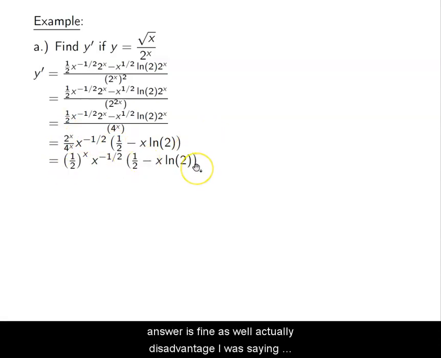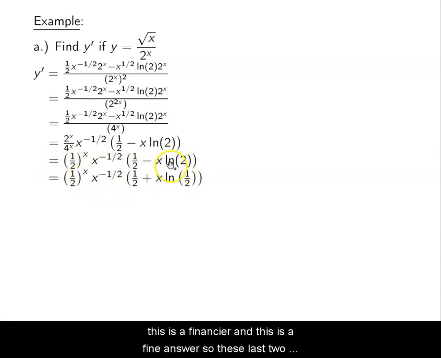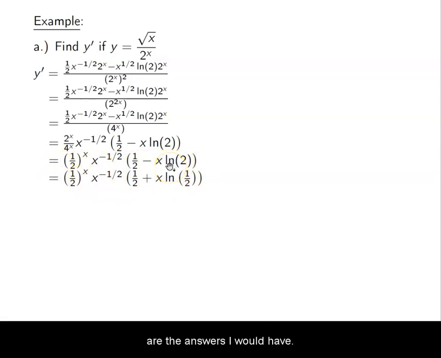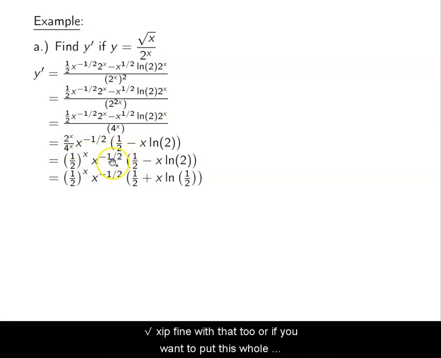Okay, this answer is fine as well. Actually, this is the answer I was saying. So this is a fine answer and this is a fine answer. So these last two are the answers I would accept. If you wanted to rewrite this x to the negative 1/2 as 1 over square root of x, I'd be fine with that too. Or if you want to put this whole thing over square root of x, that's fine too. There's other ways to simplify this which are okay.